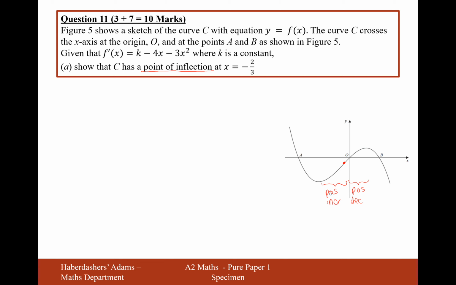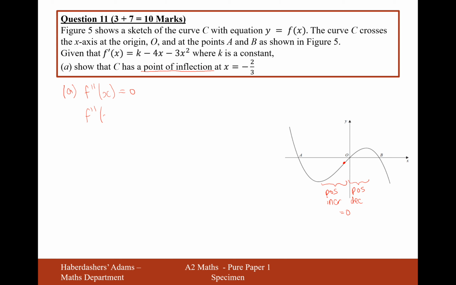So it's the point at which the gradient stops increasing and starts decreasing, or the other way around, stops decreasing and starts increasing. Or in other words, the rate at which the gradient is either increasing or decreasing is equal to 0. Now, how do we work out the point at which the gradient is neither increasing nor decreasing? Well, it's the point at which the second derivative is equal to 0. That's what we use second derivatives for.